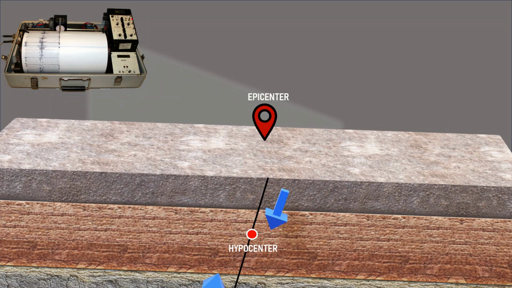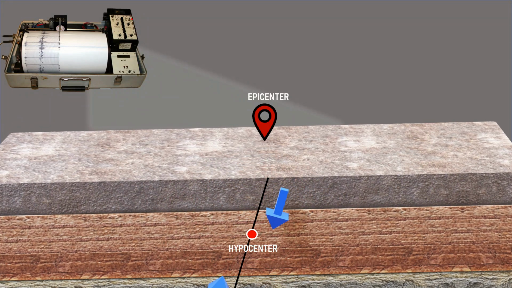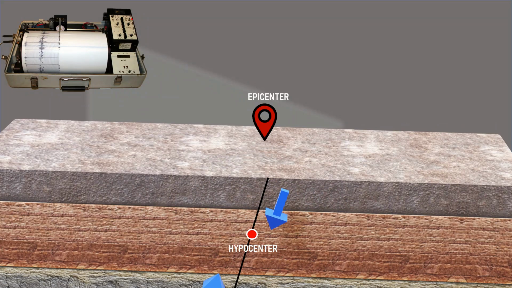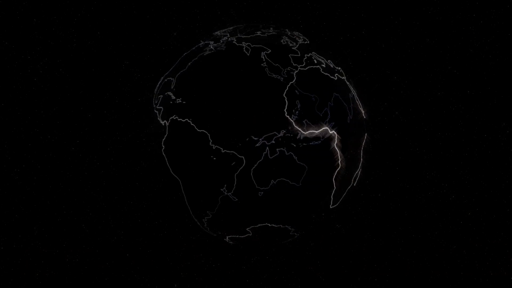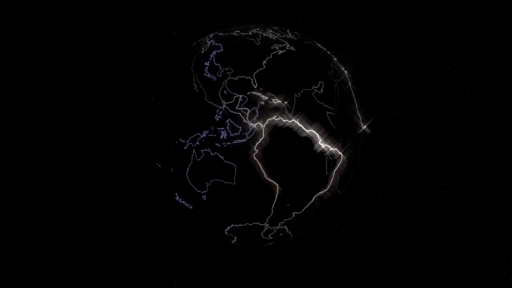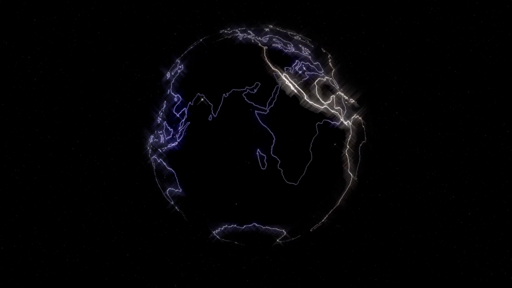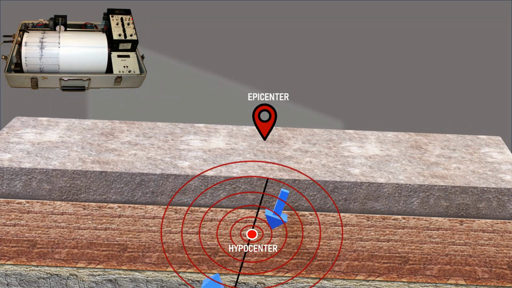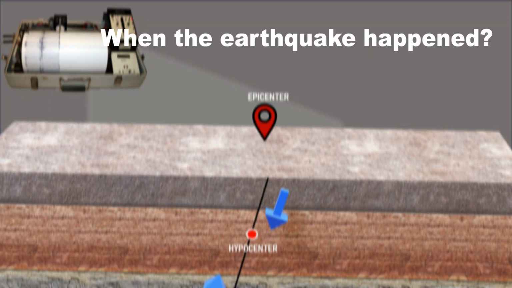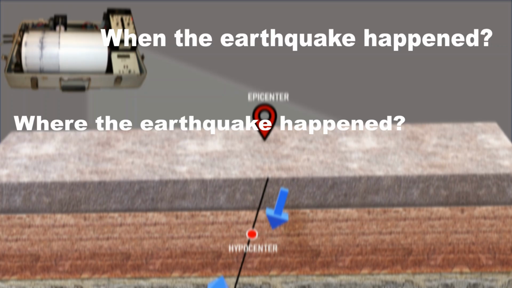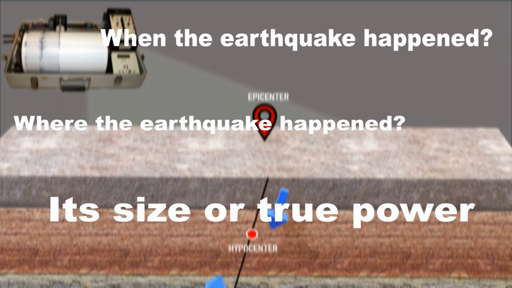These instruments are extremely sensitive, and can detect earthquake waves that last from about 0.1 to 100 seconds, even from quakes that happen thousands of kilometers away. From this recorded data, scientists can figure out three important things: when and where the earthquake happened, and its size, or true power, that tells us how destructive it might be.